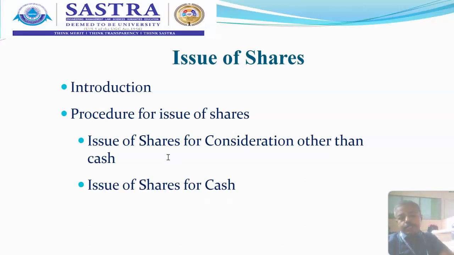Next, on allotment of shares. After receiving the applications for shares within the prescribed time, the board of directors of the company proceeds to allot the shares. On allotment of the shares, the application money is transferred to share capital account. So for this, we need to pass a journal entry: share application account debited to share capital account, being the share application for so and so shares transferred to share capital account.